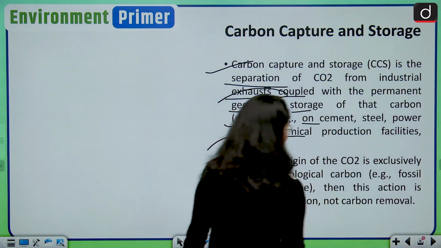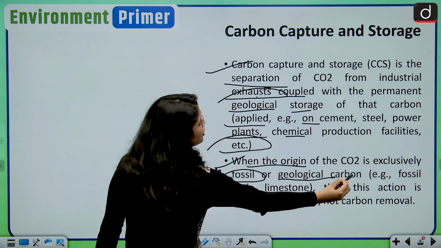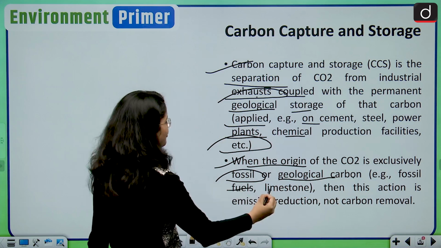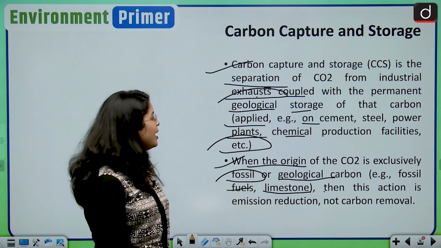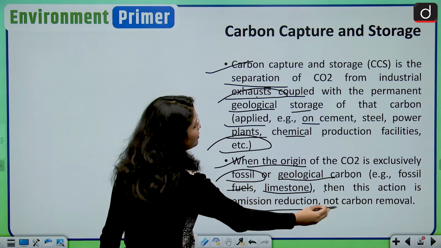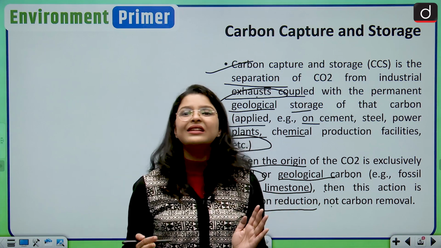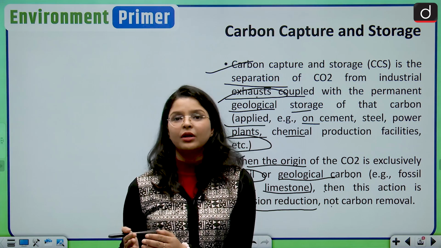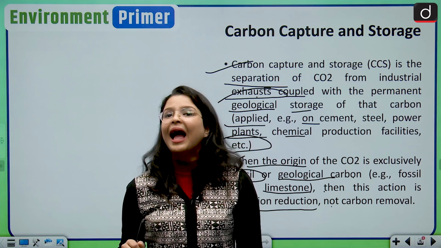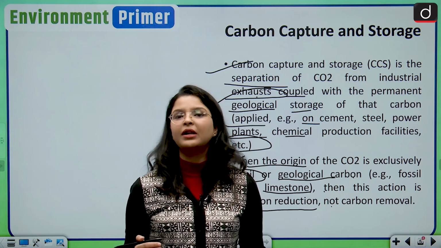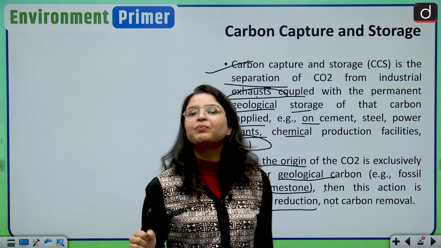Okay. So, when the origin of the carbon dioxide is exclusively fossil or geological carbon, for example fossil fuels, limestone, etc., that means the carbon that is natural in nature, then CCS is emission reduction and not carbon removal is the solution. So, in cases of geological carbon, you need to have CCS, that is carbon capture and storage, and that cannot be undone by just carbon dioxide removal. So, there is this another point of difference between CCS and CDR.